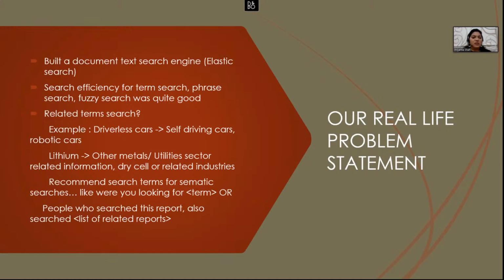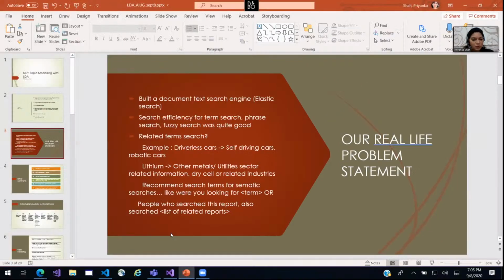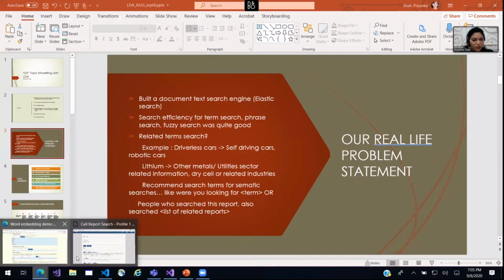Then what we did was we built a document text search engine using the ELK stack, Elasticsearch. Now the analysts or the PMs, whoever it is, should be able to search keywords from that huge corpus. So around 0.5 million corpus text documents are available with us. They should be able to search keywords. And this is how it goes. I'll just show you a brief functionality of how it works.